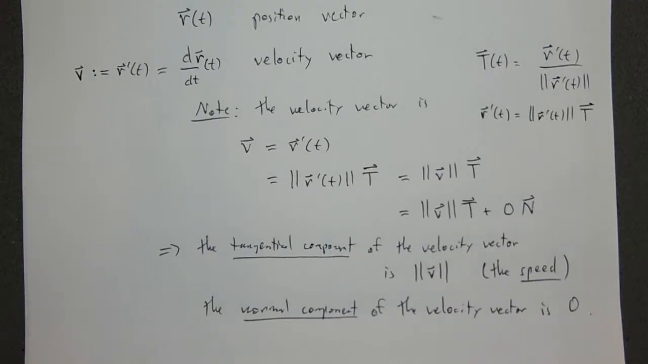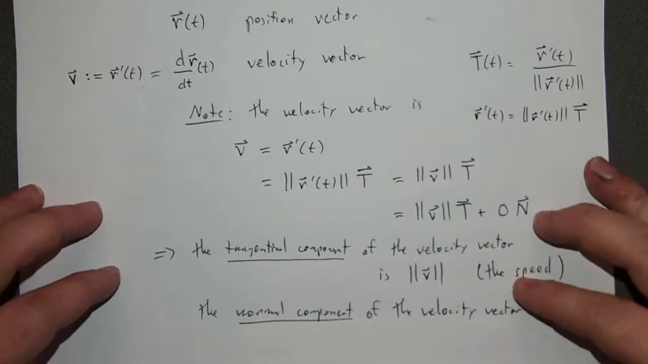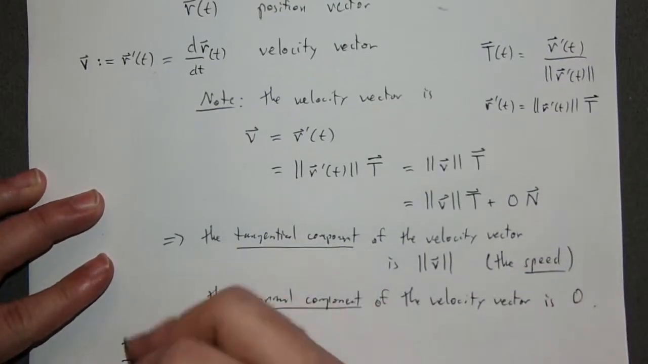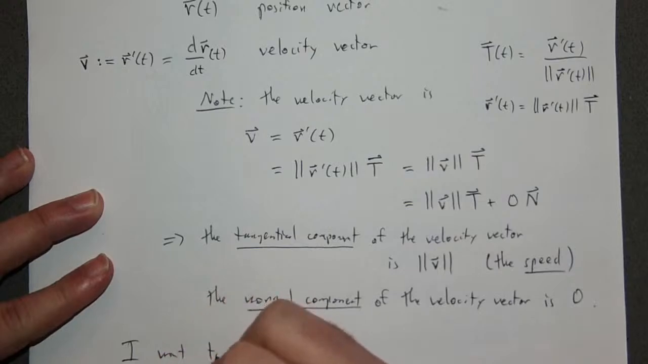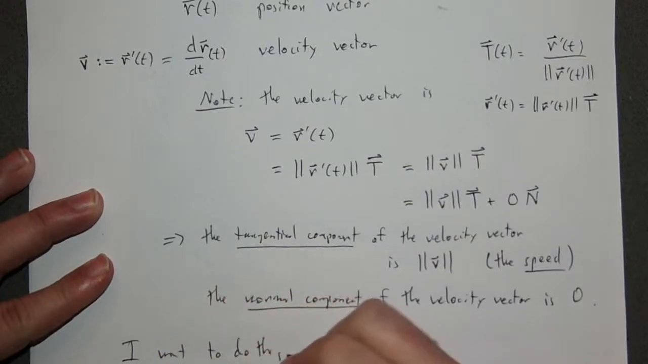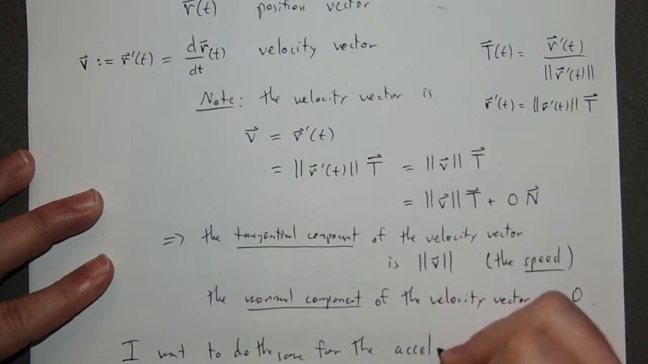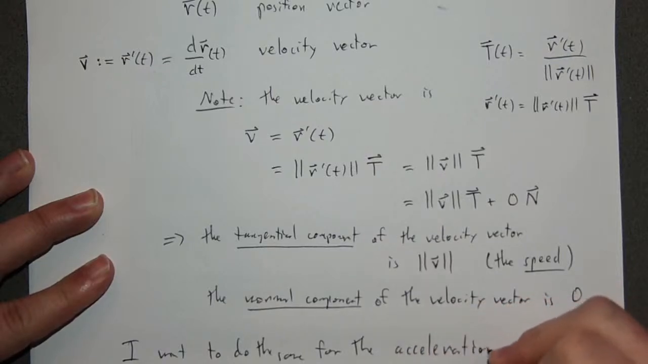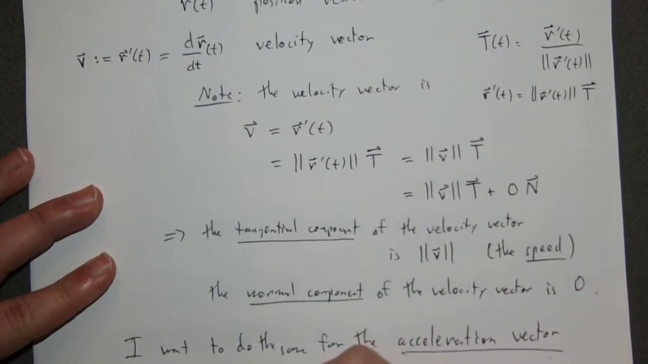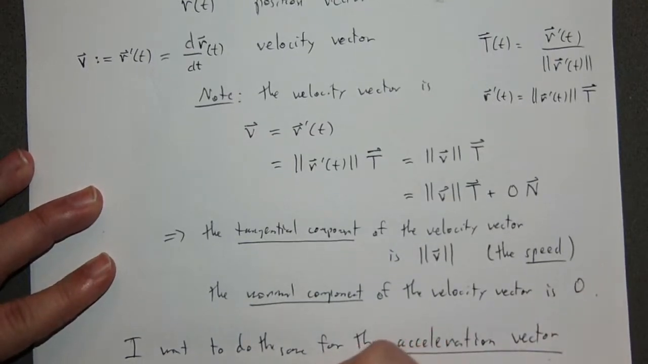Okay. So I want to do the same thing for the acceleration vector. Well, what's the acceleration vector? Well, it's just the derivative of the velocity vector, right? What's the acceleration vector? It is defined to be dv/dt.